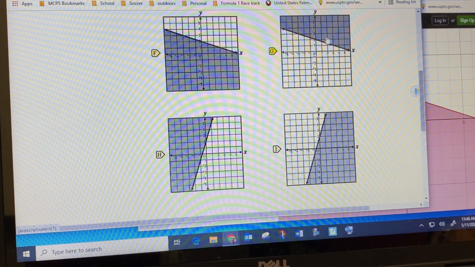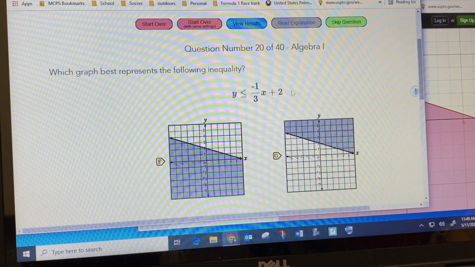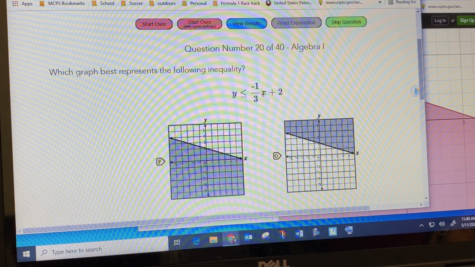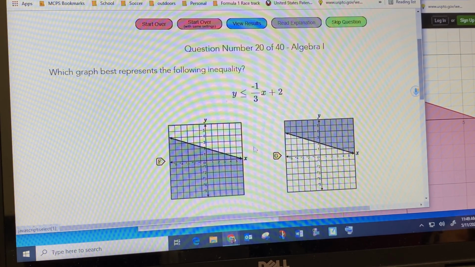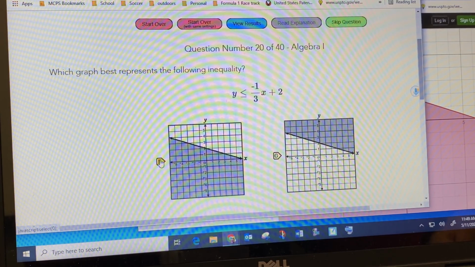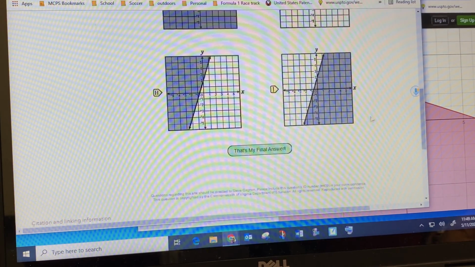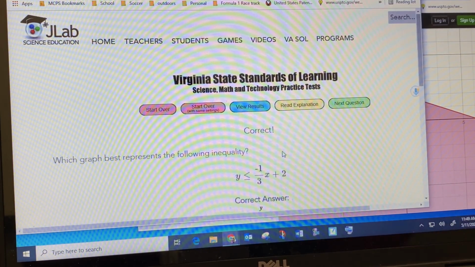Here is 2 and 6, but the shade is up, so it's not working. Now this one has a positive slope, and we don't have a positive slope. We have a negative slope. Can you see it? Negative 1/3 of x. Negative slope goes from the left to the right, down. So it could be this one, it could be this one. I'm gonna pick this one. Let's go check my last answer, and it's correct.